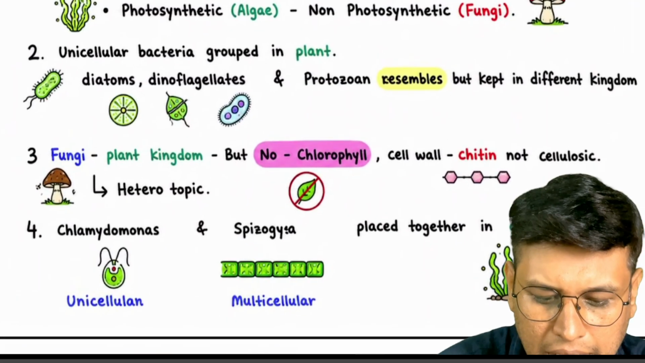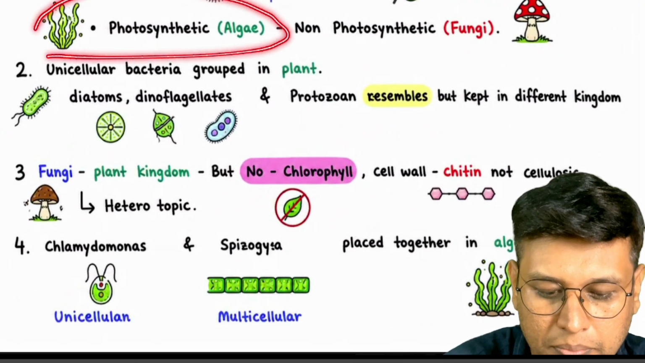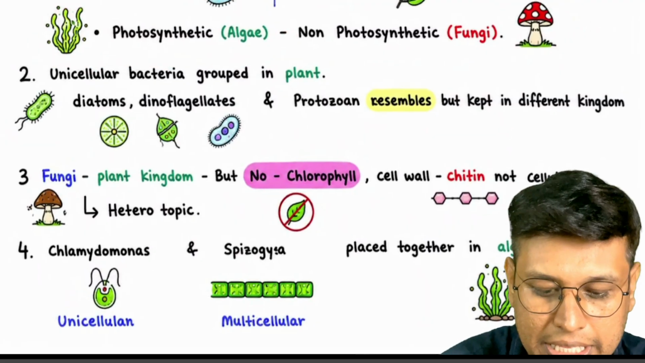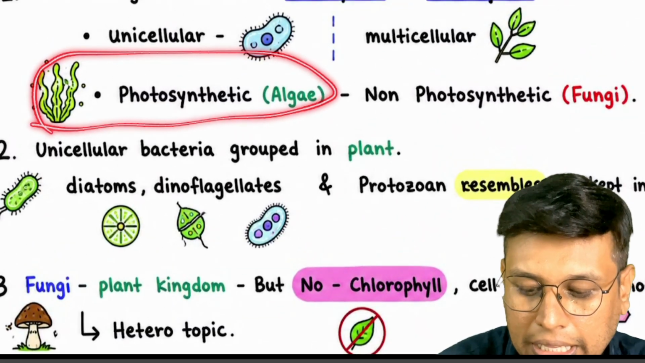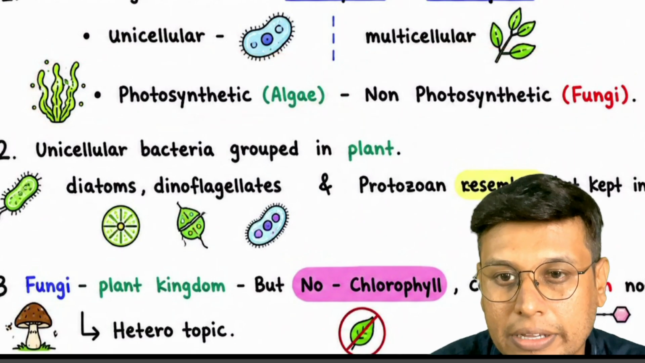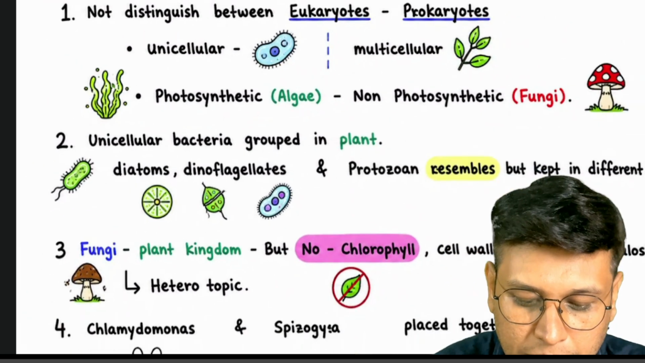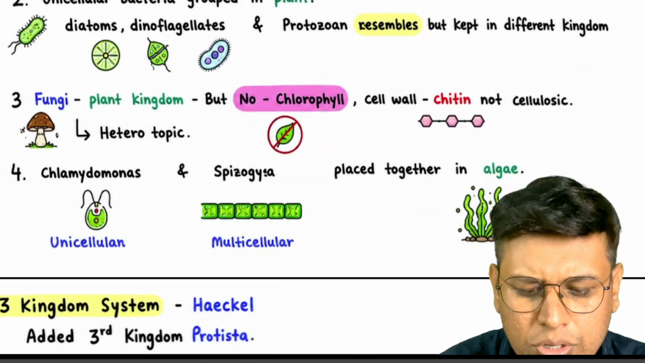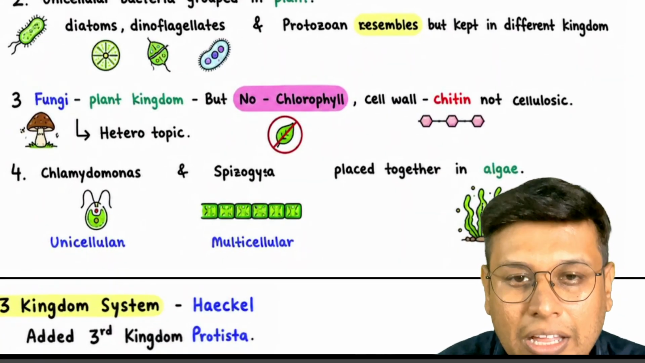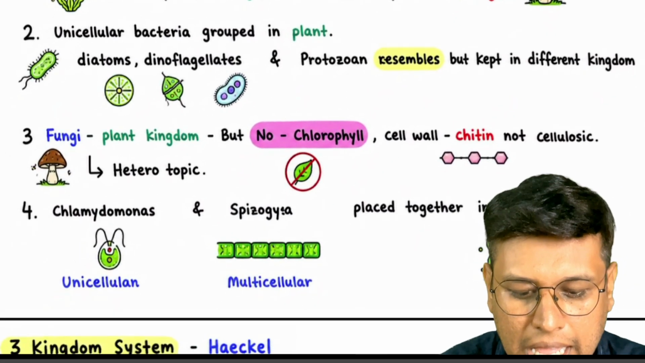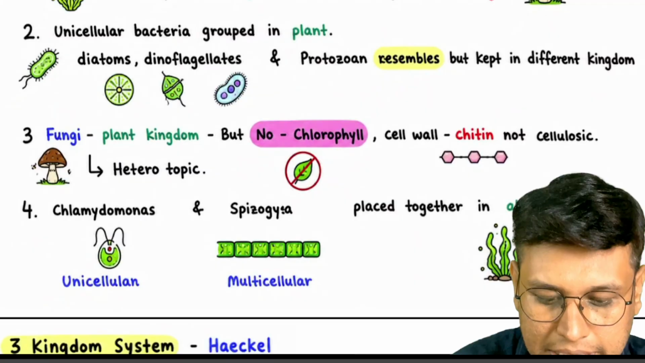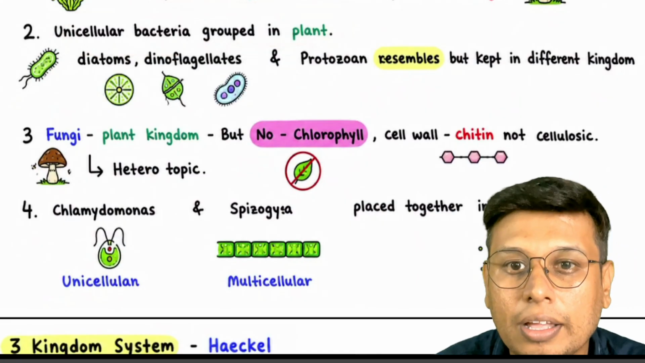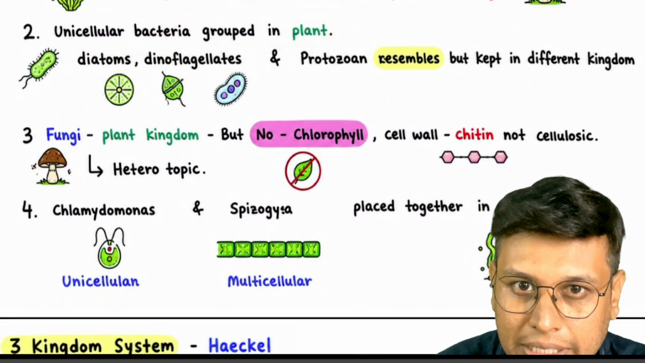Next, one of the most important drawbacks in this classification is that photosynthetic algae are put together with non-photosynthetic fungi. That is also a problem because one is autotroph and the other is heterotroph. Next, the unicellular bacteria. Now pay attention here. Unicellular bacteria are grouped with plants, not in plants, with plants. So that was a problem.